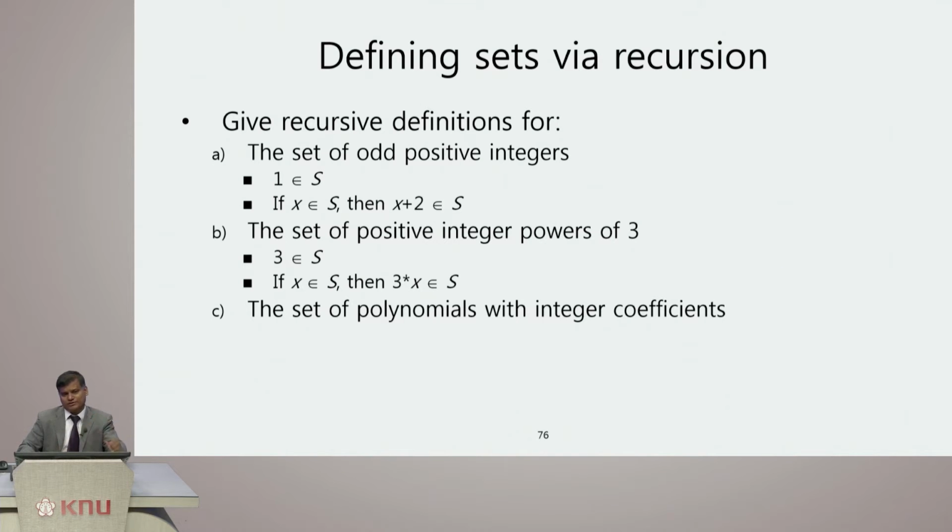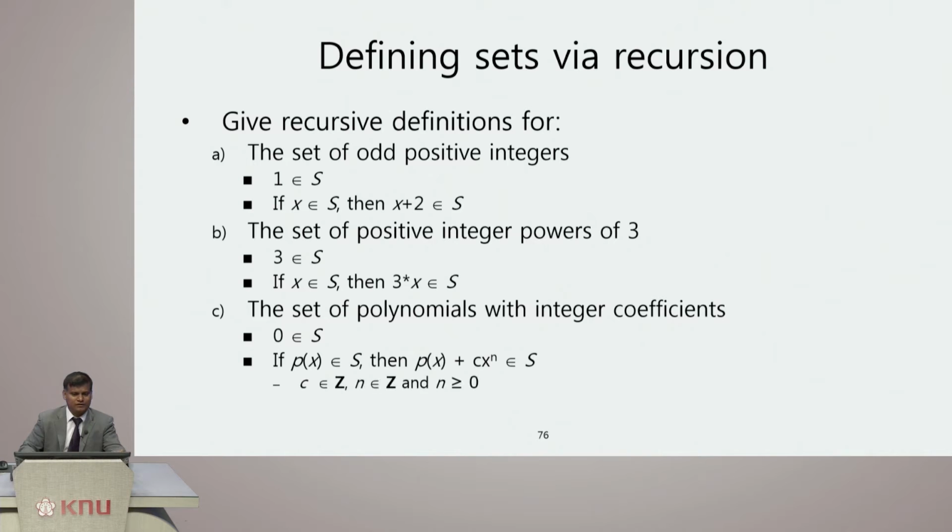For the set of polynomials with integer coefficients: 0 is an element of S, then if p(x) is an element of S, then p(x) plus c times x to the power n is an element of S. Here c is an element of Z, where Z indicates the integers, and n is an element of Z, and n is greater than or equal to 0.